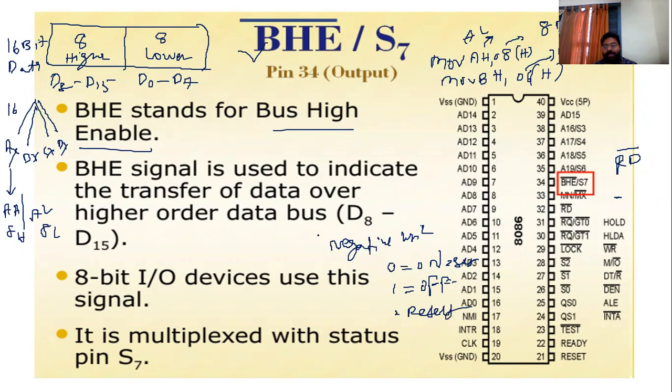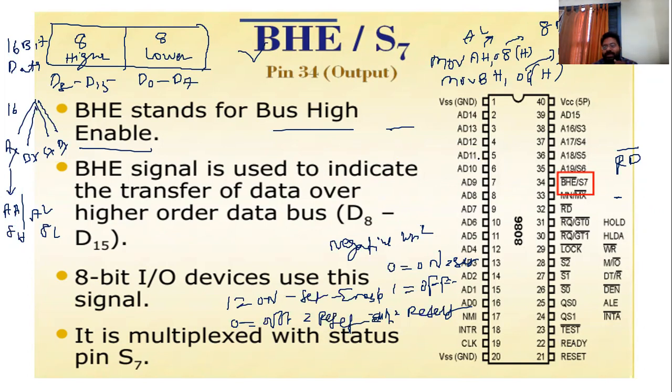What is positive logic? 1 is on, 0 is off. That is, 1 is set, 0 is reset, or this is enable and this is disable. But in negative logic, whenever a pin or signal is represented with a bar, it operates in the quite opposite way. So 1 is off and 0 is on.